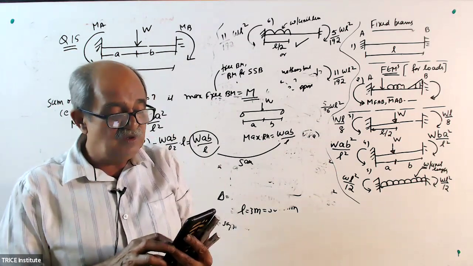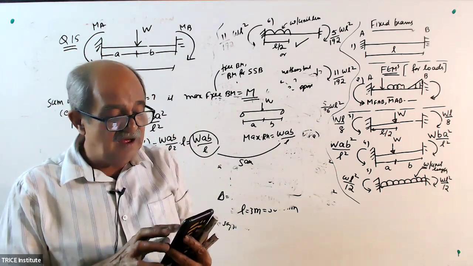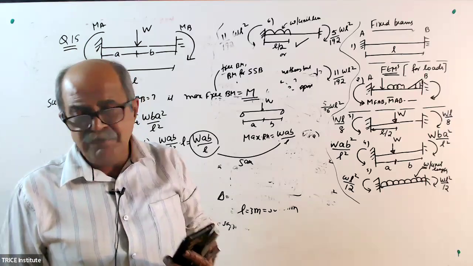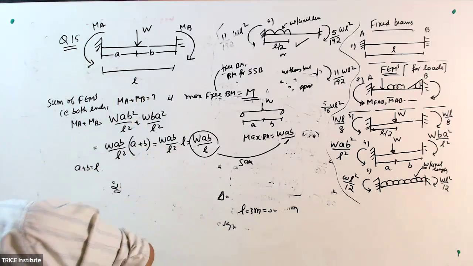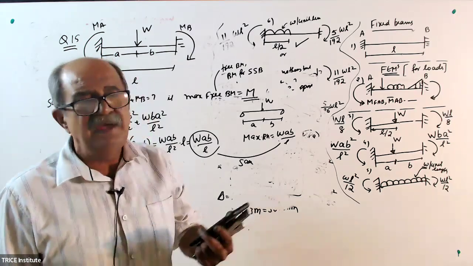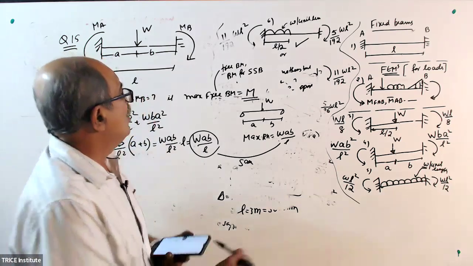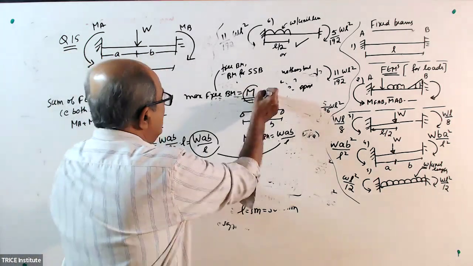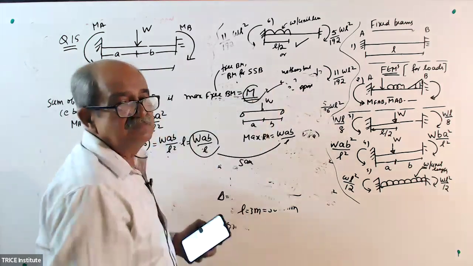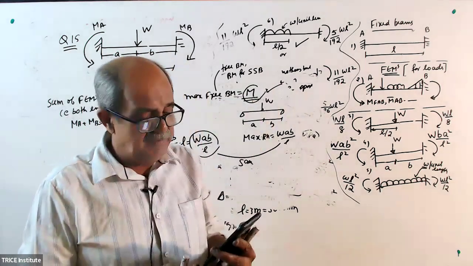Where is that question? The options are not visible. You see the options: 2M, M by 2, M and 3M. The correct option is M. Why? The sum of FEMs you got is the same as the maximum free BM. They told the maximum free BM is M, so the sum of those two is equal to M. Okay, leave it.